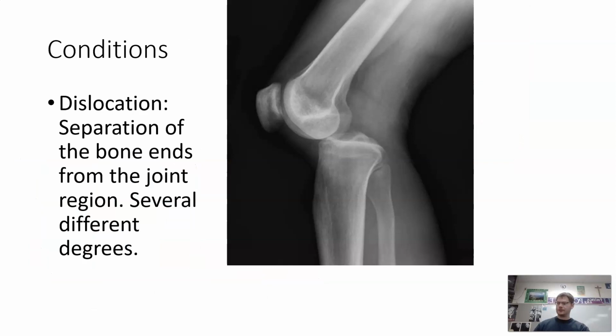So dislocation is a separation of the bone ends from the joint region, with several different degrees. Depending on how far it gets out of place, depending on how you do it, depending on if you get medical attention, that determines how severe the dislocation is.